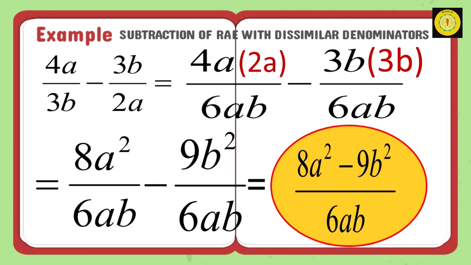Next example. 4a over 3b minus 3b over 2a. The LCD is 6ab. Divide and multiply. The answer is 8a squared minus 9b squared over 6ab.